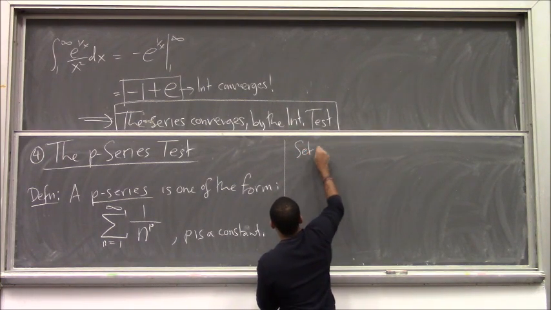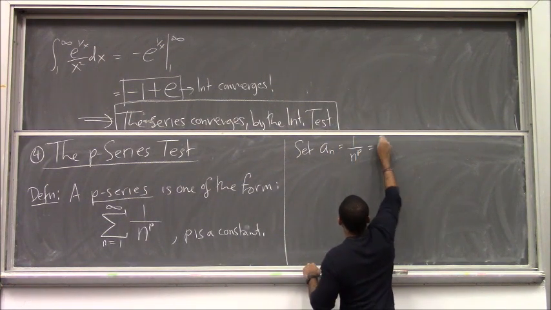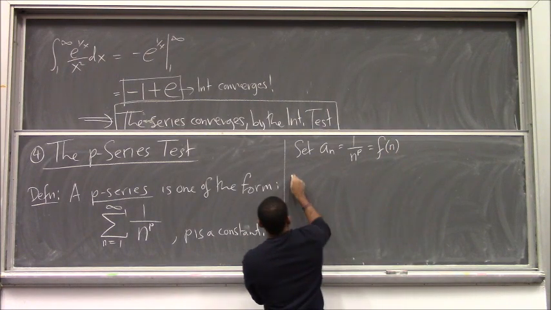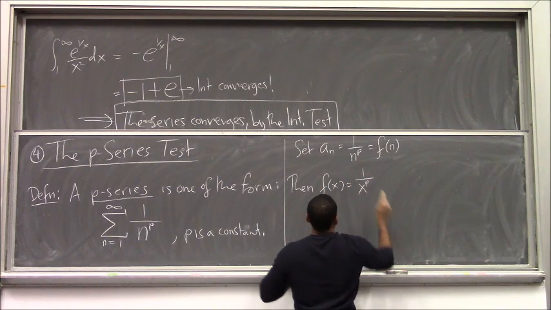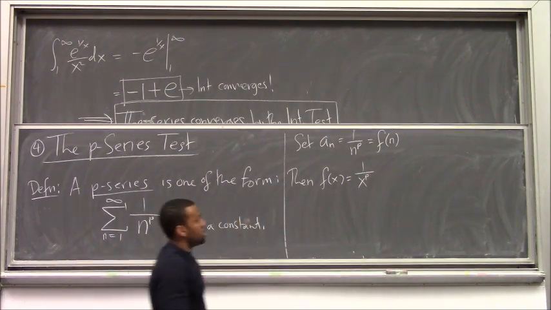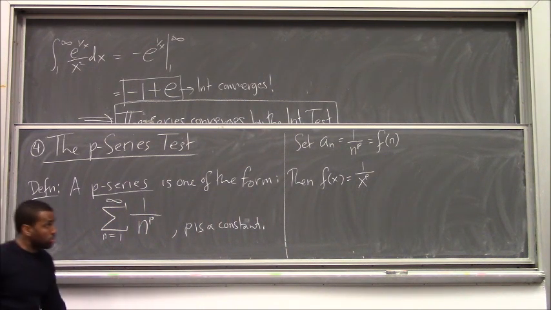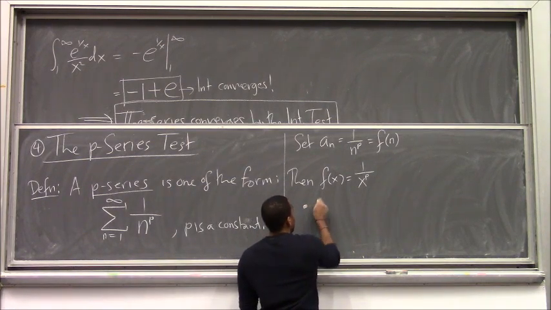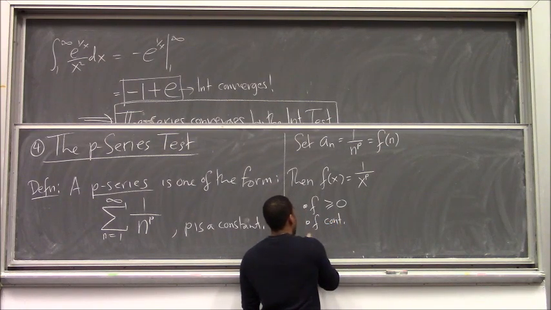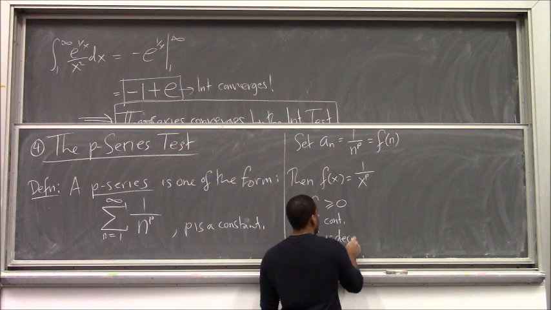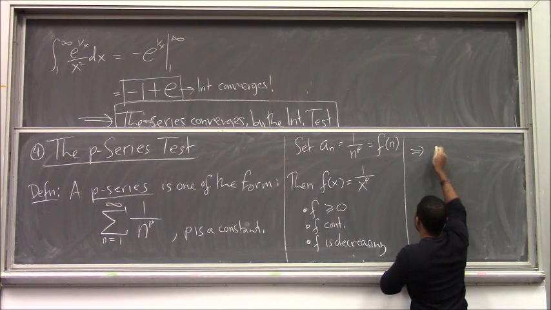Now, if we set a_n equal to, well, a_n is going to be 1 over n to the p, think of this as some function, then your f of x is going to be 1 over x to the p. Now, that guy's going to be continuous as long as x is not 0, and your n is starting from 1, so it's not 0. This guy here is going to be positive, he is going to be continuous, and he's going to be decreasing. So you can actually apply the last test that we did, the integral test.